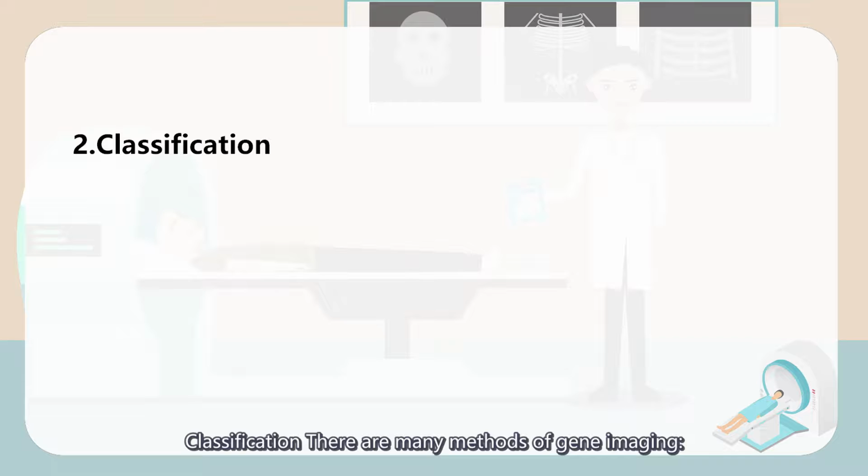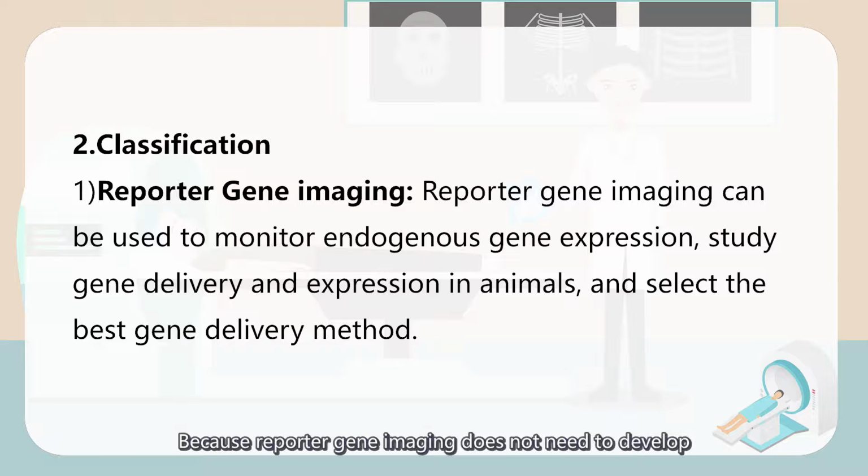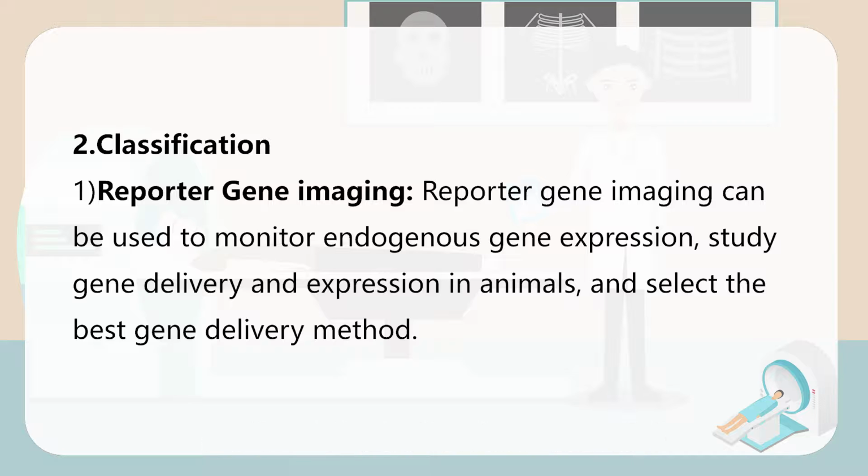2. Classification. There are many methods of gene imaging. Here, I will only talk about the two main kinds. The first one is reporter gene imaging. Reporter gene imaging can be used to monitor endogenous gene imaging, study gene delivery and expression in animals, and to select the best gene delivery method. Because reporter gene imaging does not need to develop a specific protein probe for each new gene studied, it has become a general imaging method.